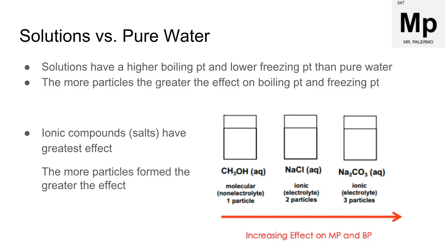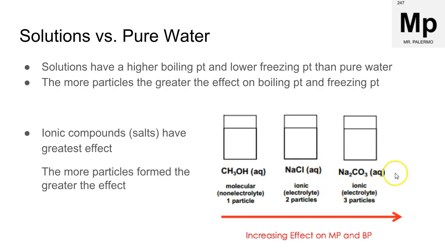And the reason why is they produce a lot more particles when dissolved in solution because they break apart into ions. So the more particles that we form, the greater the effect. So if I took pure water and then I added a molecular, a covalent substance, then this is not going to break apart. So I put one particle in, I get one particle essentially out. And so this is not going to have a great effect on changing the boiling point or freezing point. If I add an ionic compound like salt, NaCl, it's going to break apart into Na plus and Cl minus. That's two particles. That's going to increase the boiling point and decrease the freezing point.